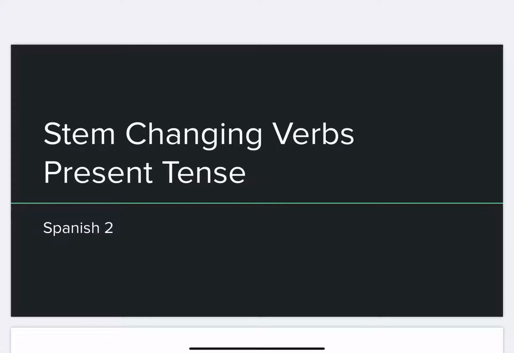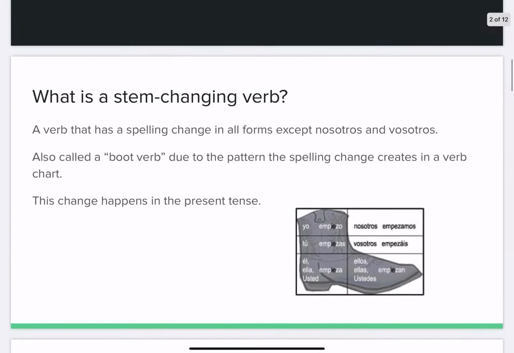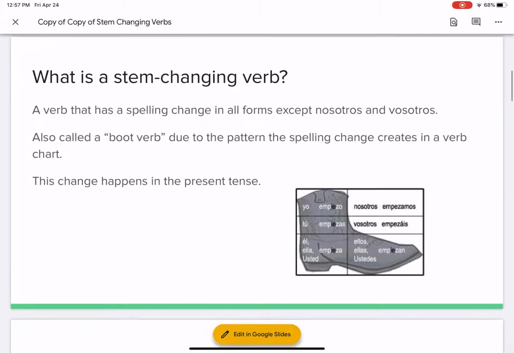The following video is going to review the stem changing verbs that we have learned in the present tense so far this school year. So first off, we need to ask the question, what is a stem changing verb?